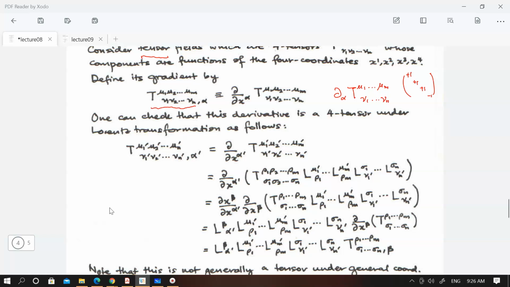But how do we change this to your undashed coordinates? Well, you have your chain rule. In other words, if I want to express partial over partial x alpha dash, then by using the chain rule it is simply partial x beta over partial x alpha dash times partial over partial x beta. This is just simply the chain rule.